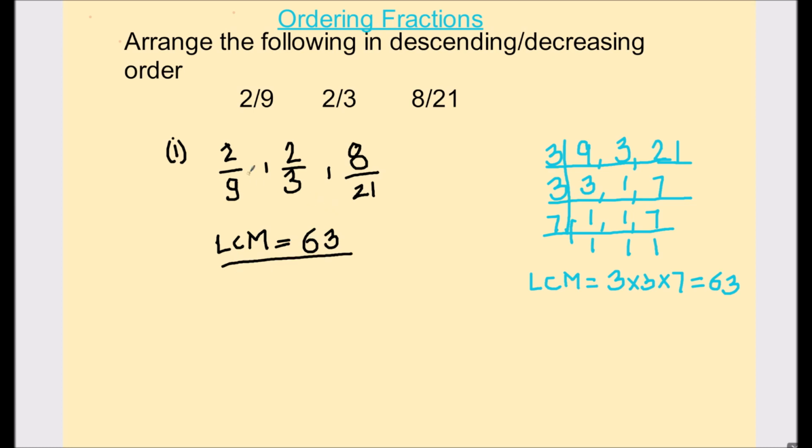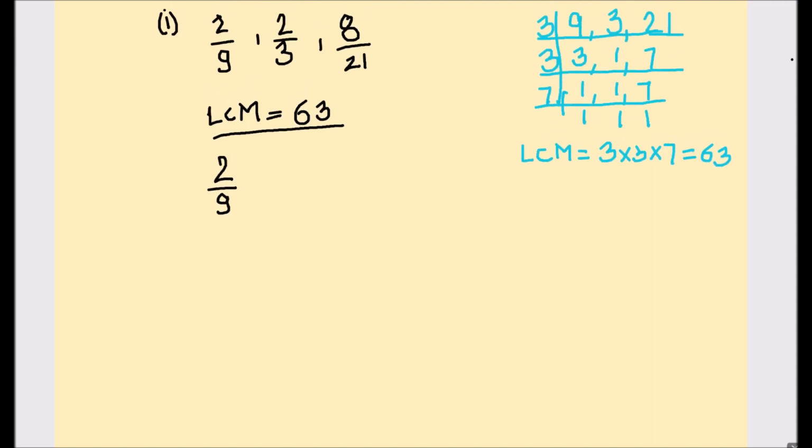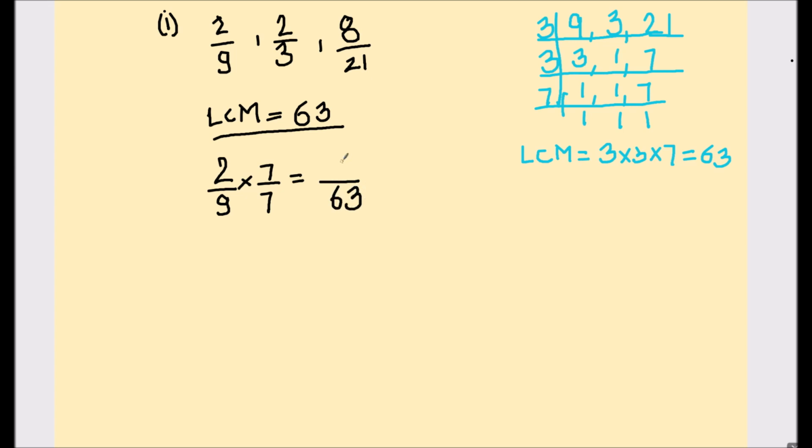Now we are going to make all these fractions into equivalent fractions so that they have the common denominator and we can compare them easily. First fraction is 2/9 and we are going to convert this 9 into 63. So 9 times 7 is 63. So we are going to multiply numerator and denominator by 7. 9 times 7 is 63 and 2 times 7 is 14. So our fraction 2/9 is converted to 14 by 63.